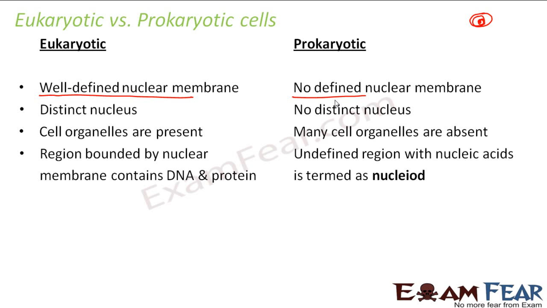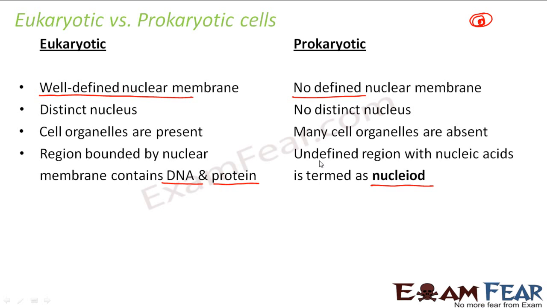In eukaryotic cells, the region bounded by nuclear membrane contains DNA and protein. That means inside the nucleus, we mainly have DNA and protein. But in prokaryotic cells, there is no specific region, right? So the undefined region with nucleic acids is known as nucleoid, because here the region is like a scattered region. Whichever region has more of nucleic acids, we call that region the nucleoid.